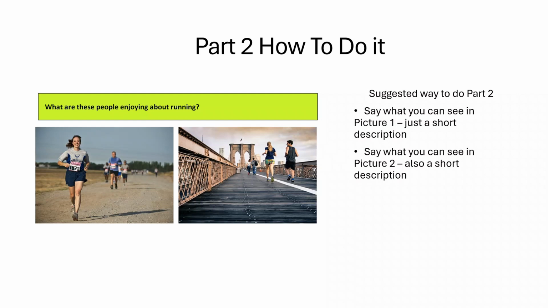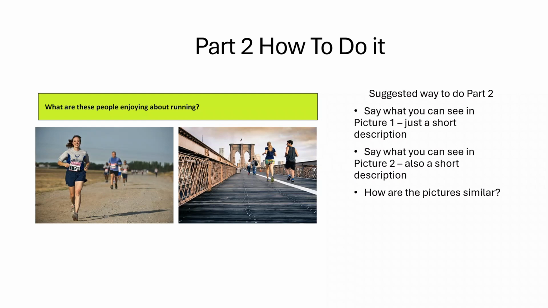And then we look at the second picture, and this one is different. This looks like a city structure, and these are people running on a road or a bridge or something, and it's more relaxed. It looks like it's some kind of jogging. And again, the description for both of these should be quite short. And now we're doing the comparison. How are the pictures similar?